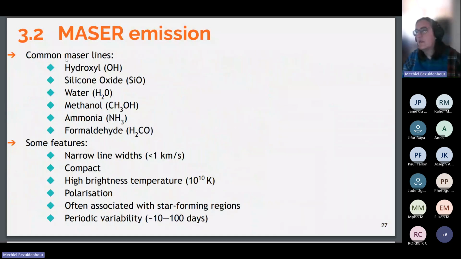So let me just give you a few examples of some common maser lines. You get hydroxyl masers, OH, silicon oxide, water, methanol, ammonia, and formaldehyde. Those are the most common ones. And then some features are that the lines tend to be very narrow, less than 1 kilometer per second. And they come from compact regions, so it's not an extended region of the sky. It's coming from some compact cloud of gas.